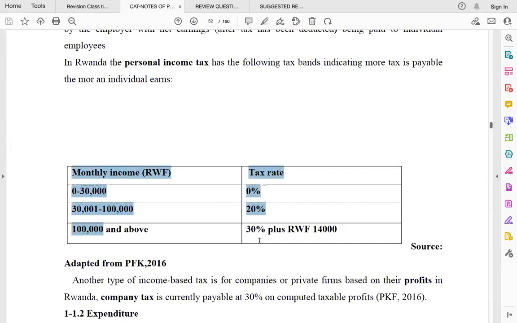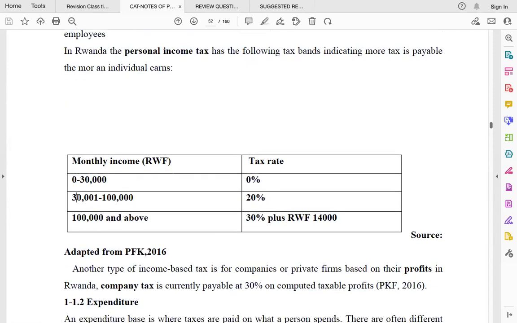These are the personal income taxes as per the current law, but the new law will be issued, and I think it is 0 to 60,000 at 0%, then 60,000 to 100,000 at 20%. Above 100,000, 30%. Now, in that case, the tax base is the salary income or the income.